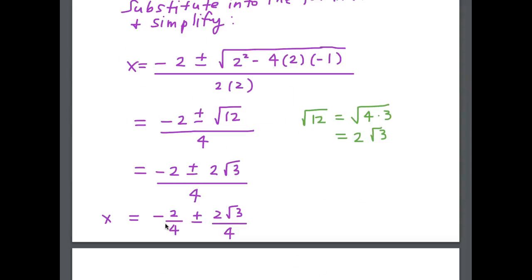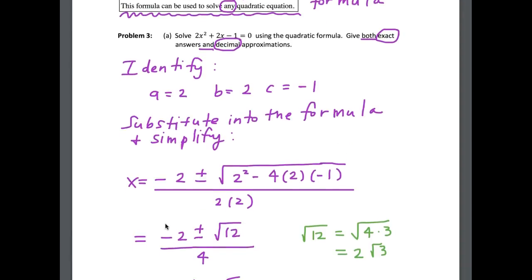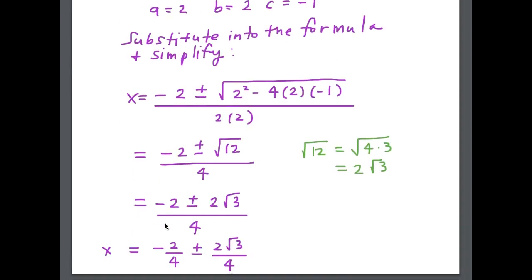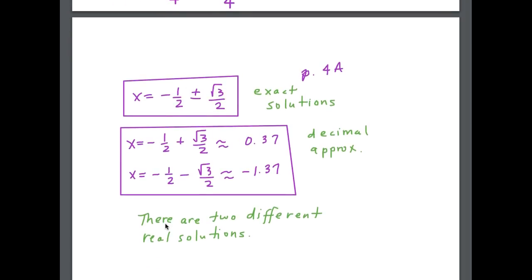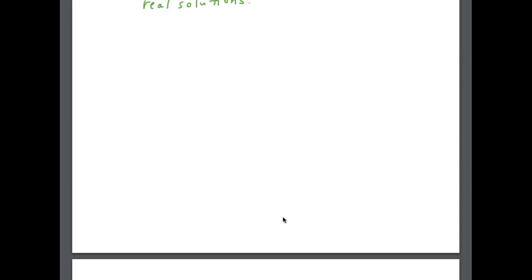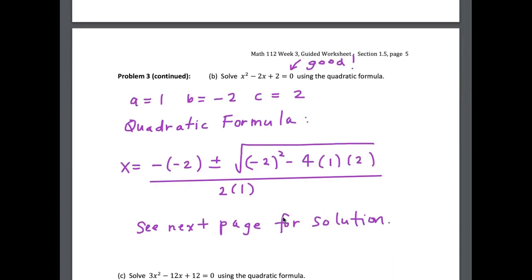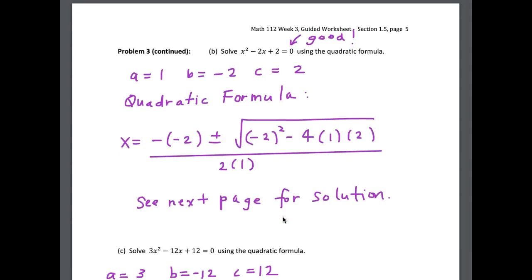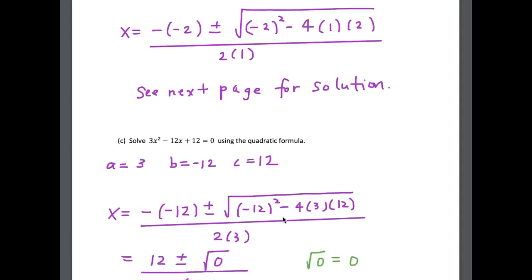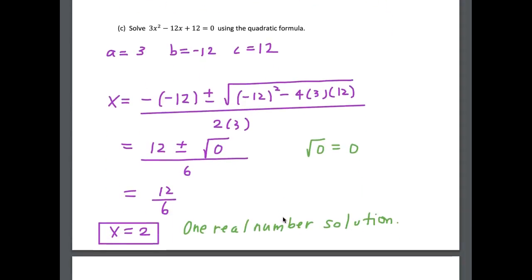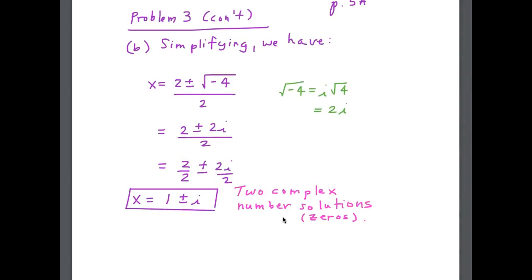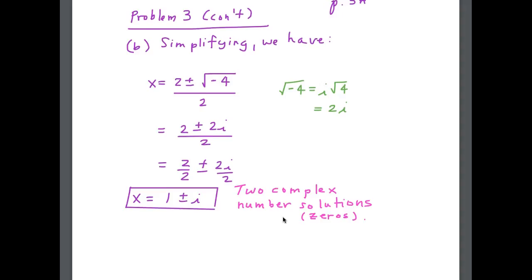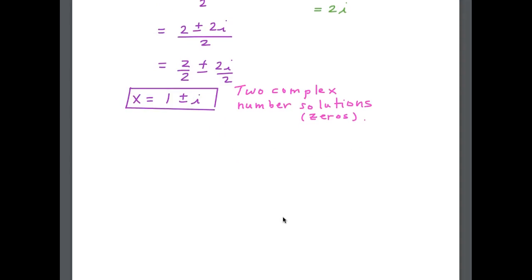So kind of summing up, if I go back for a second, we saw that here, in the first case, it had 2 different real number solutions. Okay, then in problem 3, we had 2 imaginary number solutions, and then in part C, we had 1 real number solution. So just keep that in mind as we're working through the rest of this worksheet.